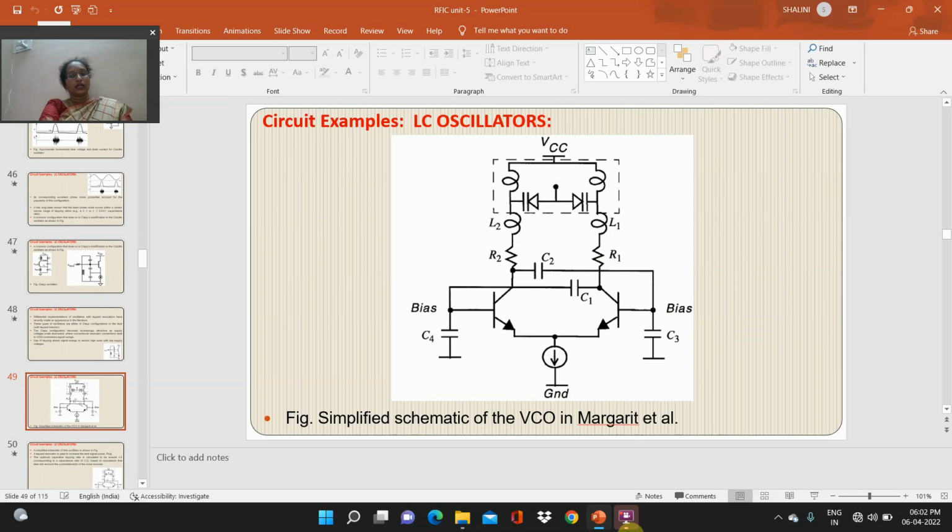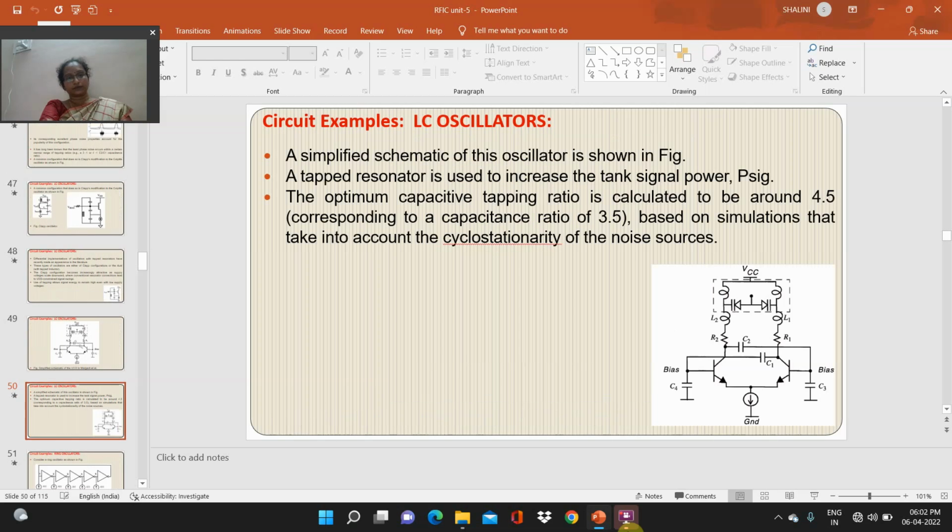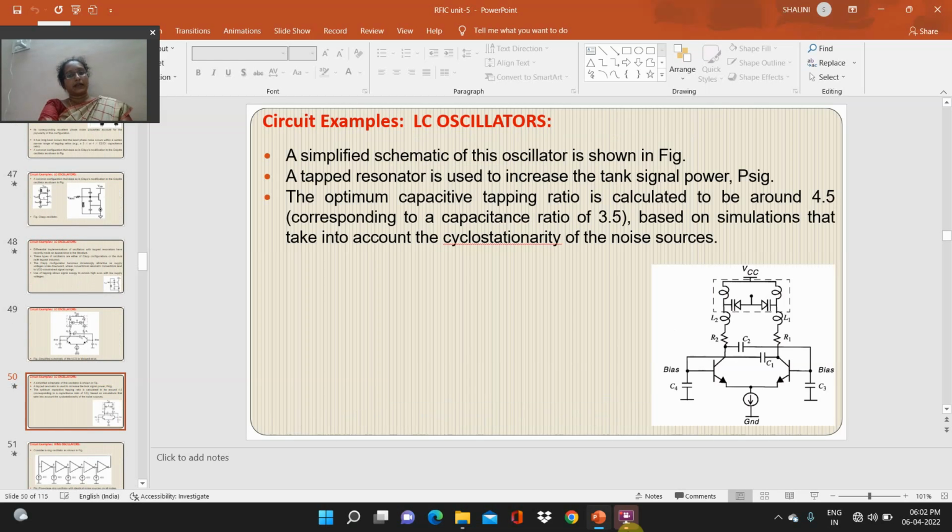So, the VCO in Margarit et al. Simplified schematic of the VCO in Margarit et al. A simplified schematic of this oscillator is shown in the figure. A tapped oscillator is used to increase the tank signal power P signal. The optimum capacitive tapping ratio is calculated to be around 4.5 based on simulations that take into account the cyclostationarity of the noise sources.